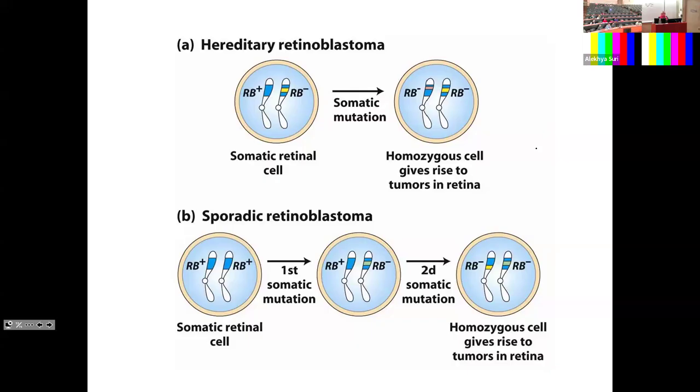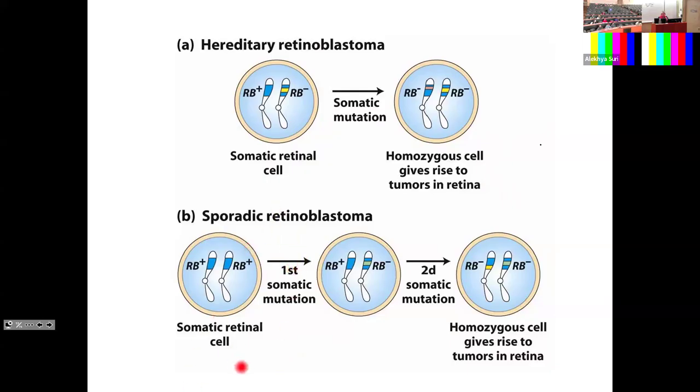So this is a concrete example where you have a somatic retinal cell that has heterozygosity: one allele is positive, one allele is negative, right? It's RB plus/minus. In hereditary retinoblastoma, a somatic mutation will lead to a homozygous cell that gives rise to a tumor in the retina. Why? Because RB no longer functions, right? It has minus/minus. This is when you have the hereditary one, and then in the life of the person there is another mutation, which happens sporadically.